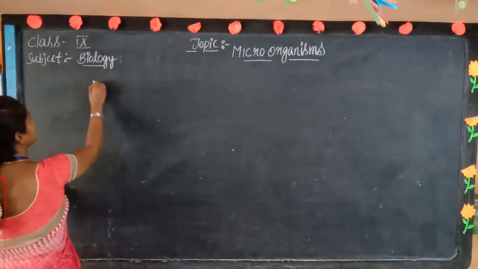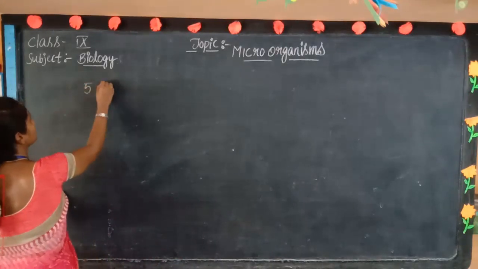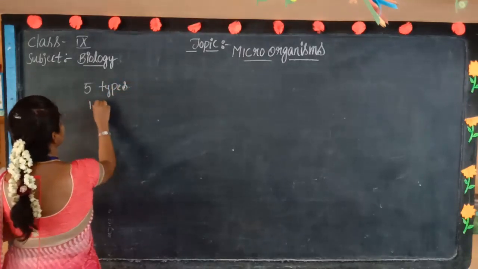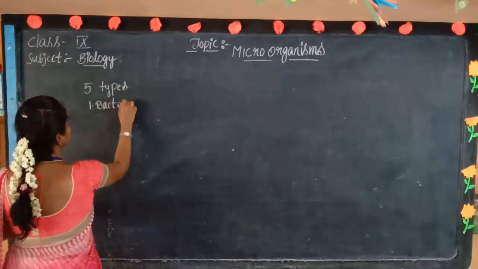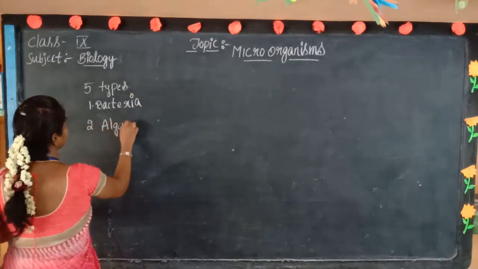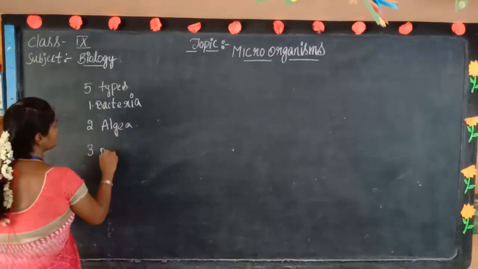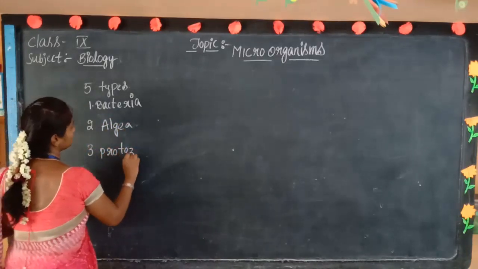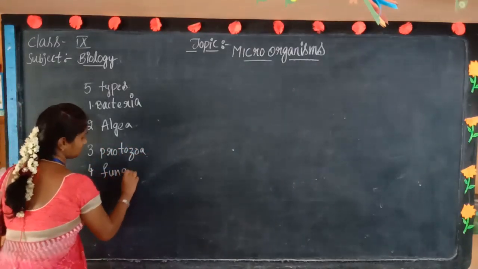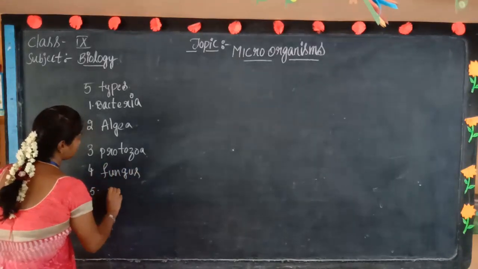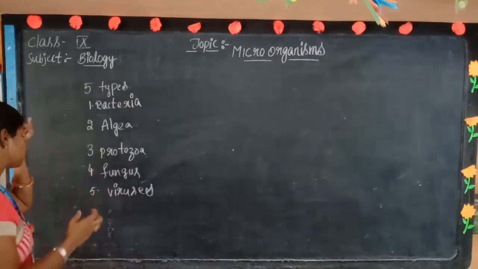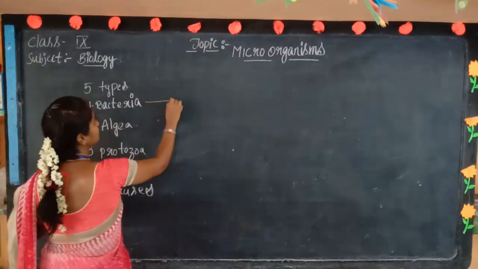First, how many types of microorganisms are there? Five types. The first one is bacteria, the second one is algae, the third one is protozoa, the fourth one is fungus, and the fifth one is viruses. We already discussed these in the last class, and today we are going to see bacteria.